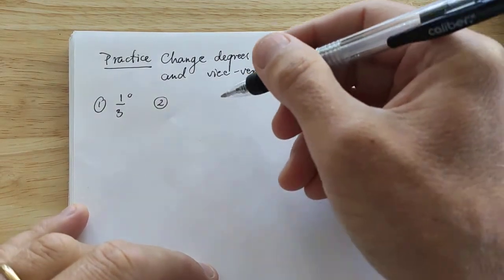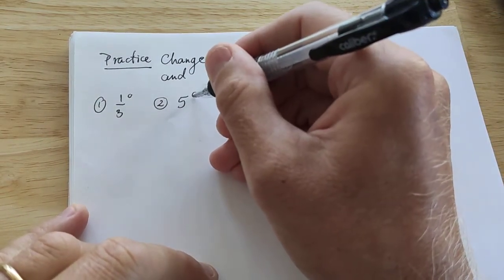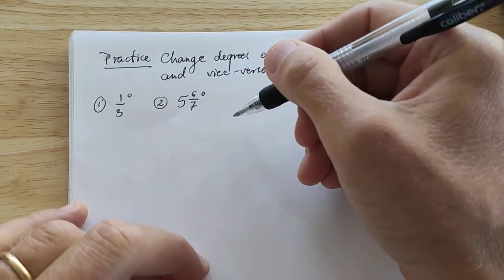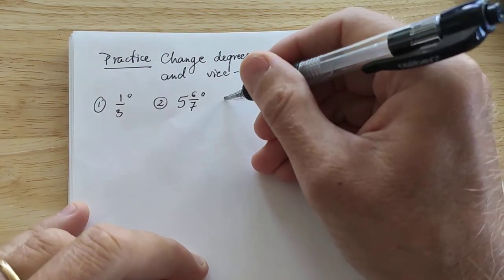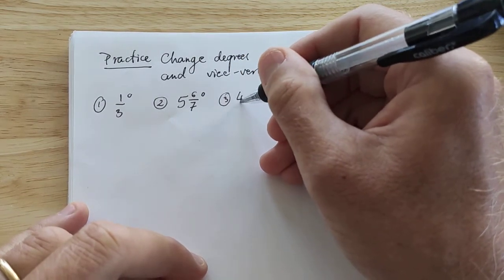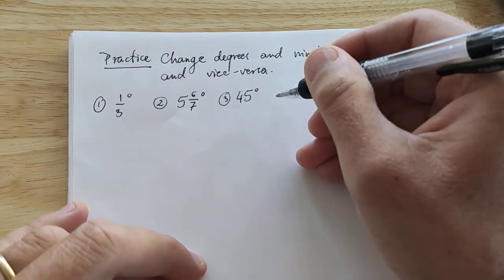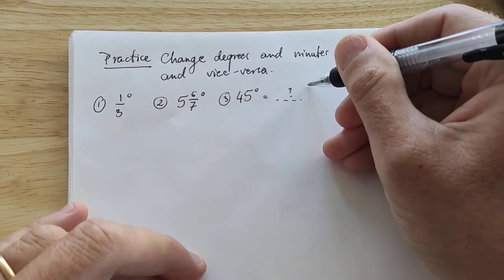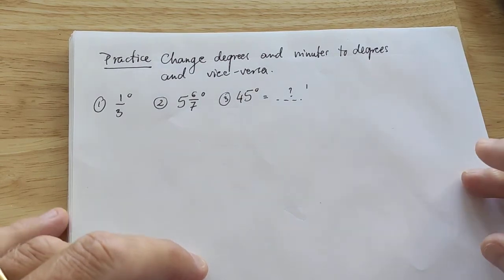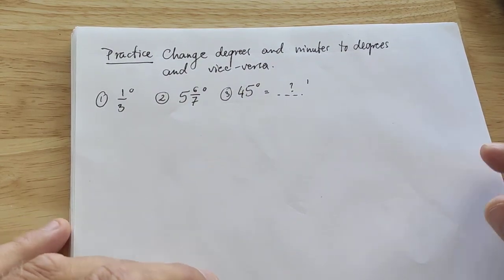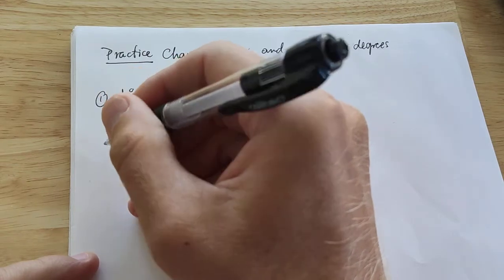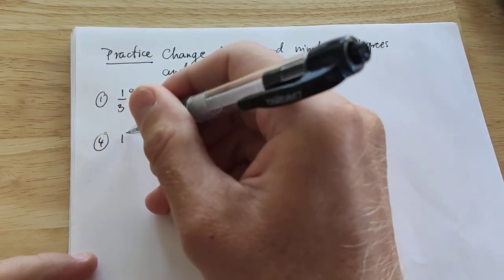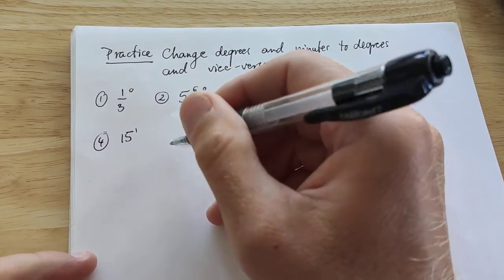So problem number 2, 5 6/7 of a degree. Number 3 is 45 degrees. So you need to figure out how many minutes it is, right? How many minutes? So now we're going the other way. So this is problem 4. So 15 minutes, right? What is it in degrees?